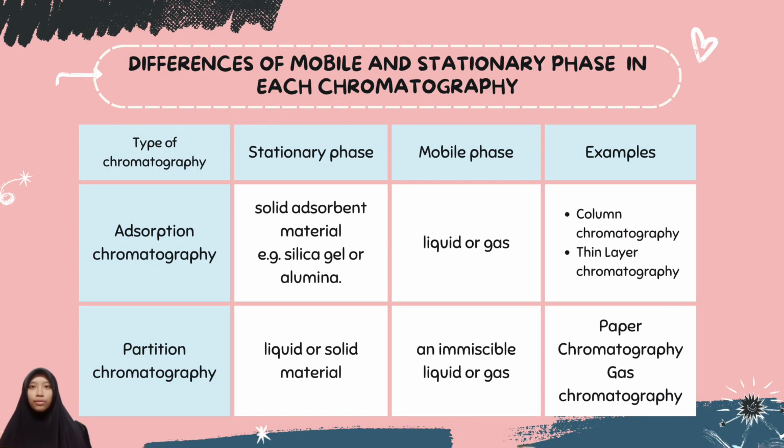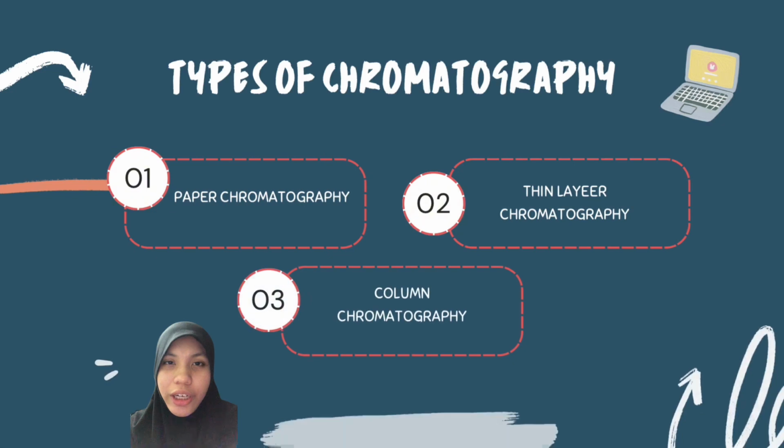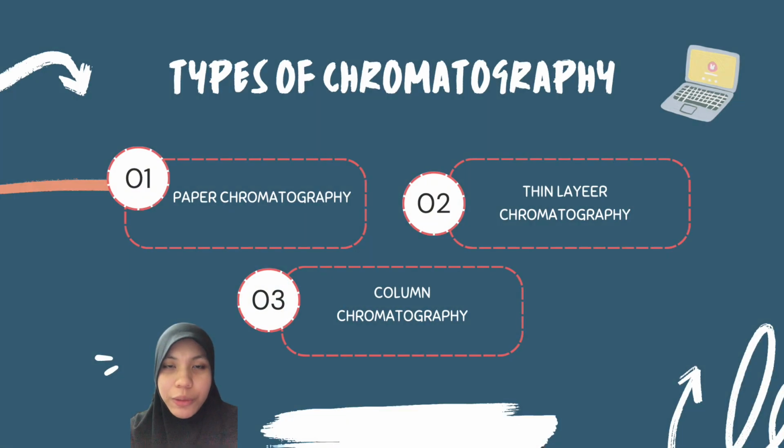There are two types of chromatography, which are absorption chromatography and partition chromatography. In absorption chromatography, the stationary phase is a solid absorbent material such as silica and alumina, while the mobile phase can be liquid or gases. Examples of absorption chromatography are column chromatography and thin layer chromatography. In partition chromatography, the stationary phase can be liquids or solid material, and the mobile phase is immiscible liquids or gases. Examples of partition chromatography are paper chromatography and gas chromatography. There are three types of chromatography, which are paper chromatography, thin layer chromatography, and column chromatography.